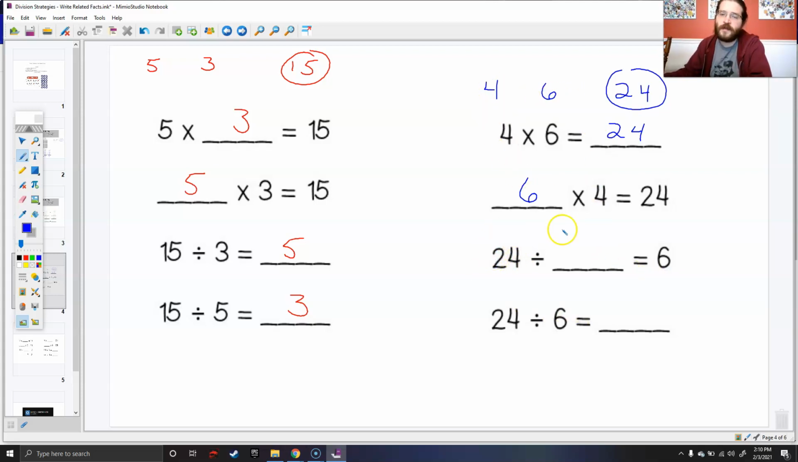So we have our total, so we use a 24 and a 6. What do we have left? We have 4. So now we know 24 divided by 4 is equal to 6. Okay, if we use these two, 24 divided by 6, we used a 24 and we used a 6. So we know that 24 divided by 6 is equal to 4.